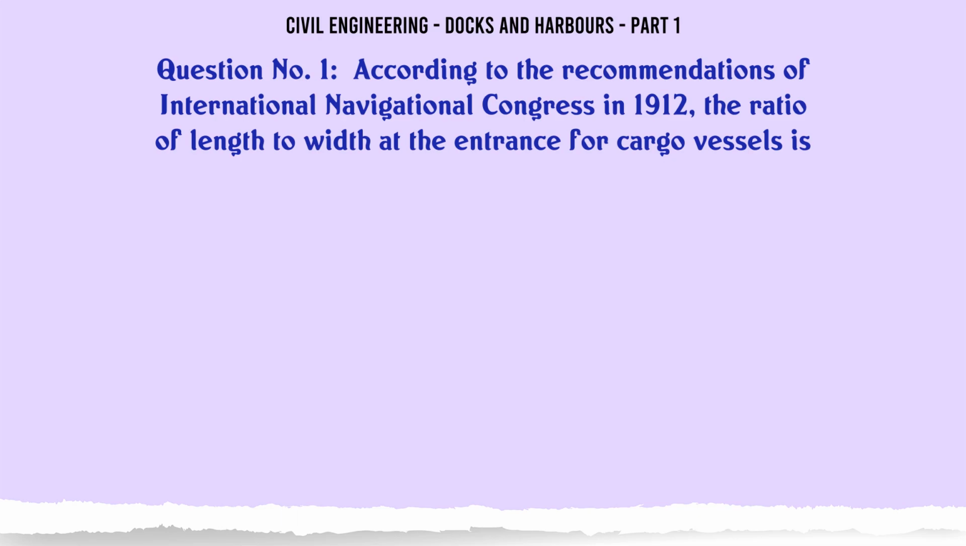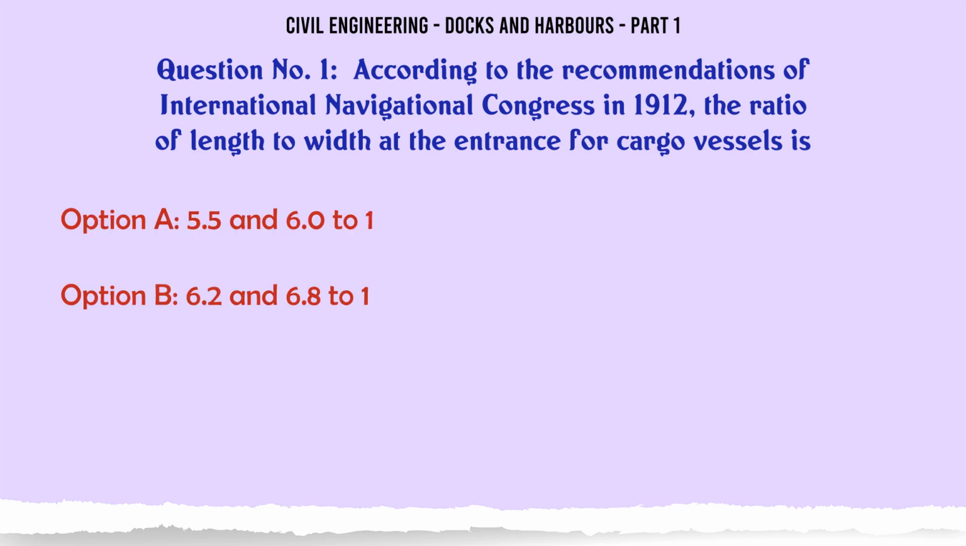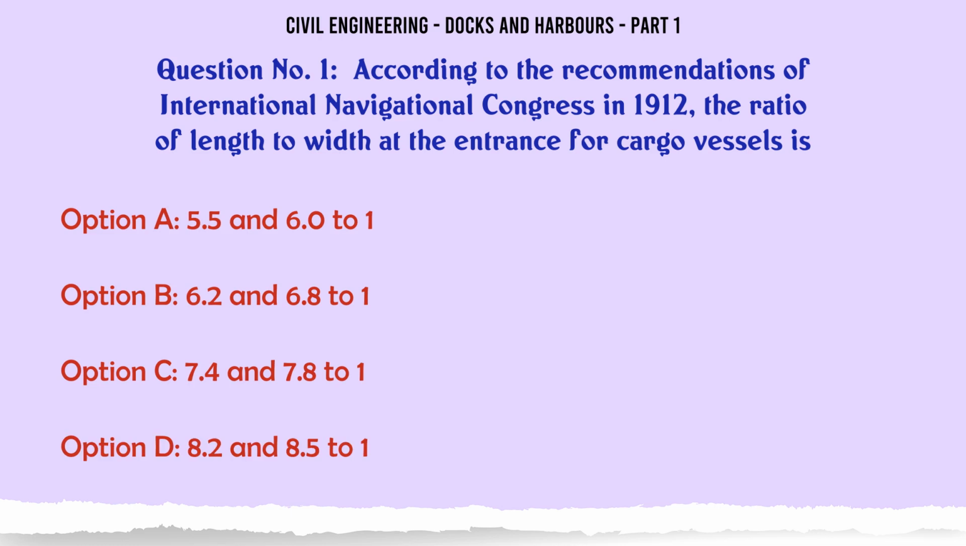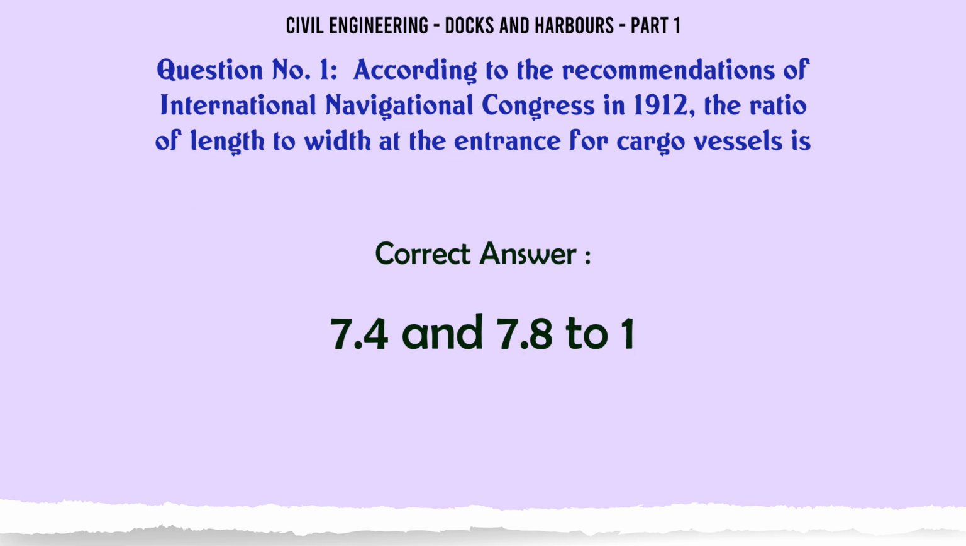According to the recommendations of the International Navigational Congress in 1912, the ratio of length to width at the entrance for cargo vessels is: A, 5.5 and 6.0 to 1; B, 6.2 and 6.8 to 1; C, 7.4 and 7.8 to 1; D, 8.2 and 8.5 to 1. The correct answer is 7.4 and 7.8 to 1.